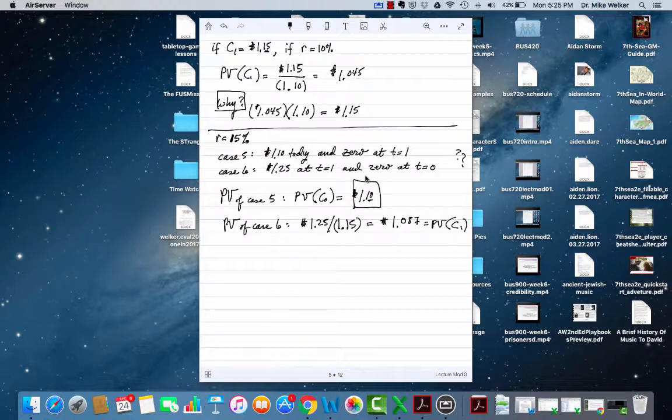So what interest rate R would make you indifferent between cases 5 and 6?